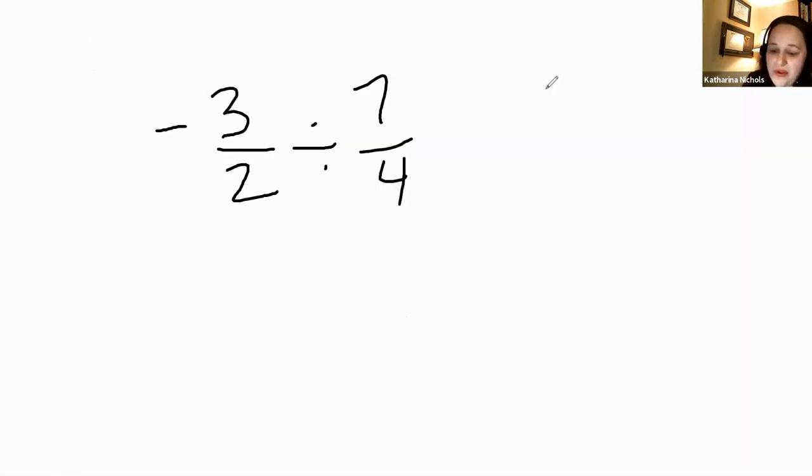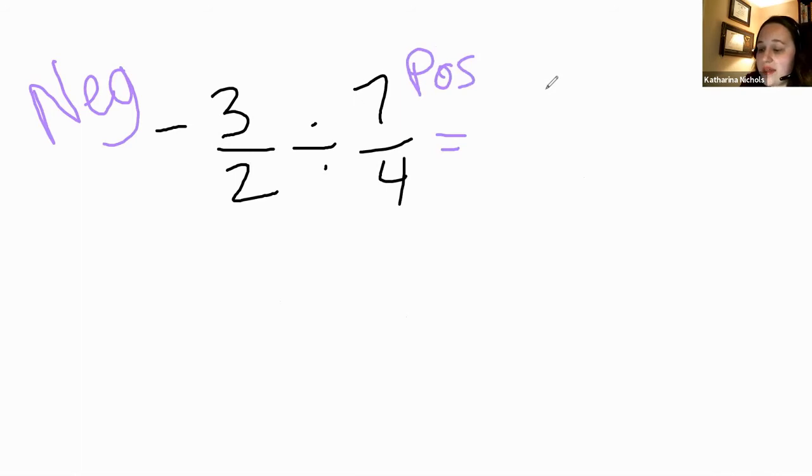Here's another example. This time we're taking a negative times a positive. I know that when I take a negative times a positive, since my signs are different, my quotient will be negative. So I don't need to worry about my signs. I'll just put a negative sign there for later so I don't forget.